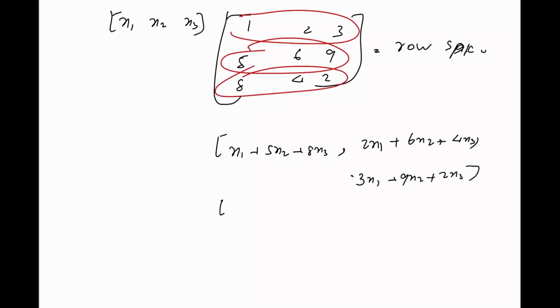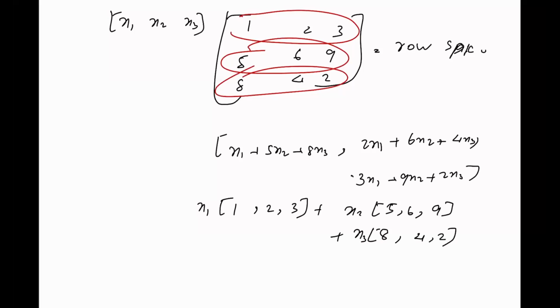So you can decompose it to actually x1 times 1, 2, 3 plus x2 times 5, 6, 9 plus x3 into 8, 4, 2. Okay, so this is actually nothing but the rows of your matrix, and these you can treat as coordinates, and then you will get all vectors which can be thought of as a combination of your rows, which we call the row space.